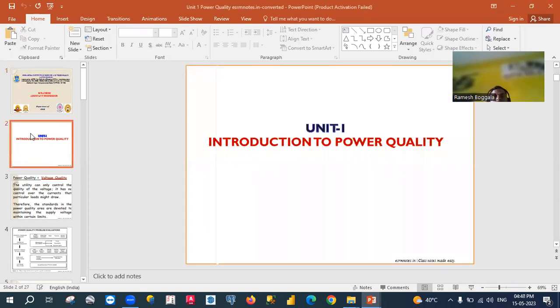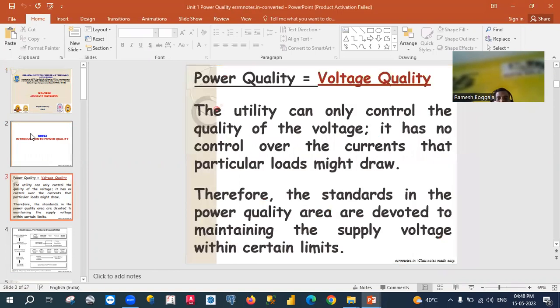Today, I'm going to explain power quality issues. So before that, what is power quality? There are different definitions for power quality.